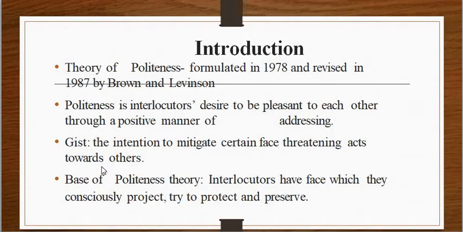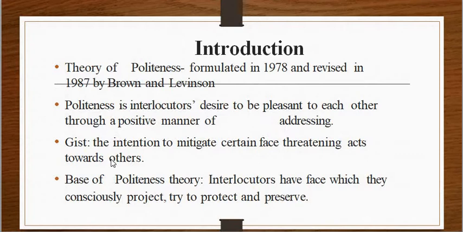First of all, let me tell you the important points. The introduction of politeness. The theory of politeness was formulated in 1978, but later on it was revised by Brown and Levinson in 1987. Politeness is interlocutors' desire to be pleasant to each other through a positive manner of addressing. Actually, politeness is not only the insertion of mere thank you and please. It's a conversation style, and the expectations related to politeness mean both the speaker and listener want to be present and desire to be pleasant to each other.